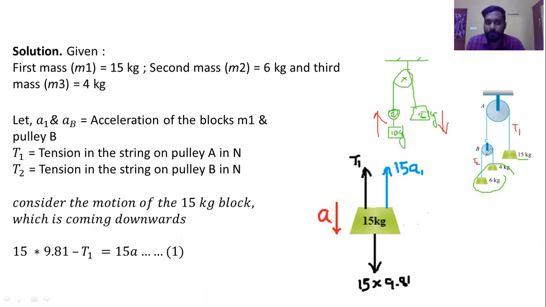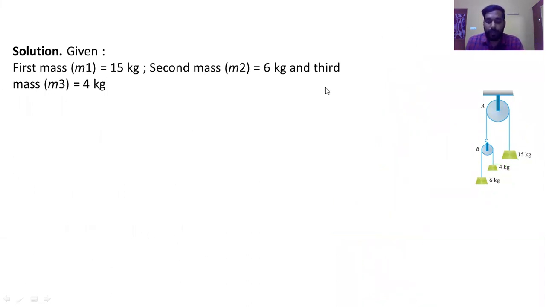Okay, so consider the motion of the 15 kilogram block, which is coming downwards. So the weight is 15 into 9.81, and the tension is acting upwards, and the inertial force is in the opposite direction, 15A. So we get one equation, and we need more equations.